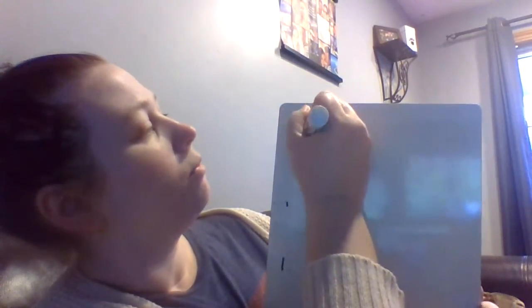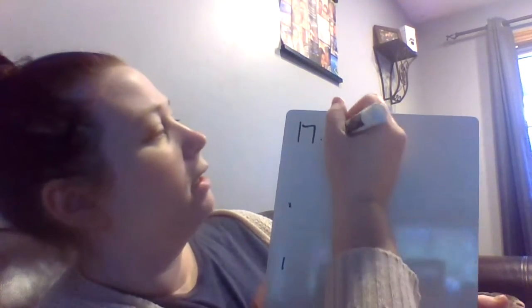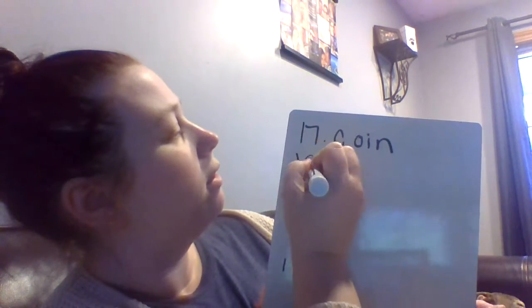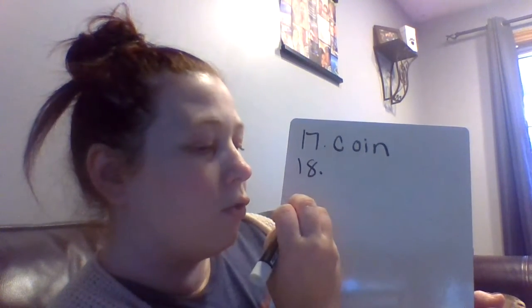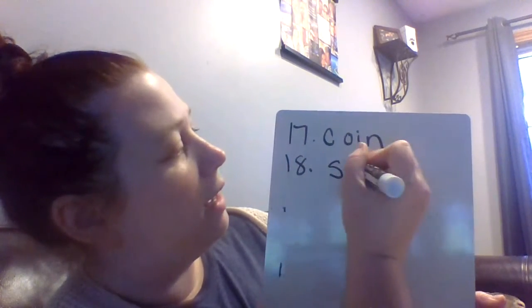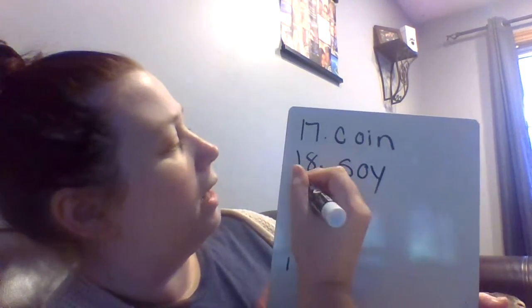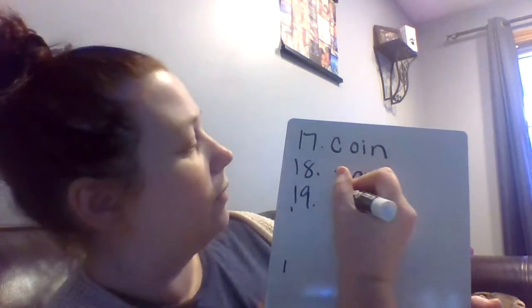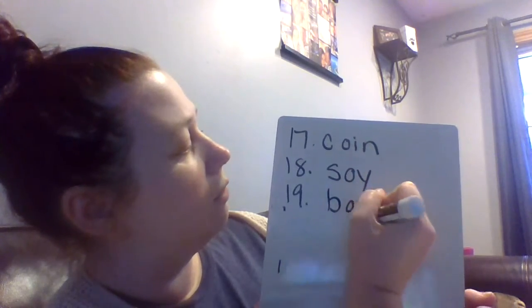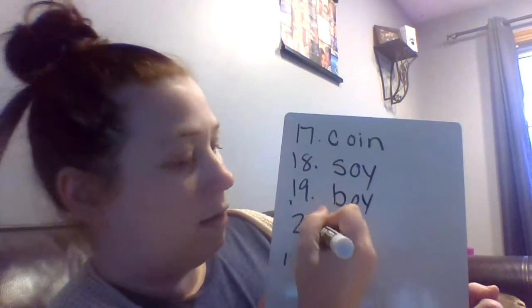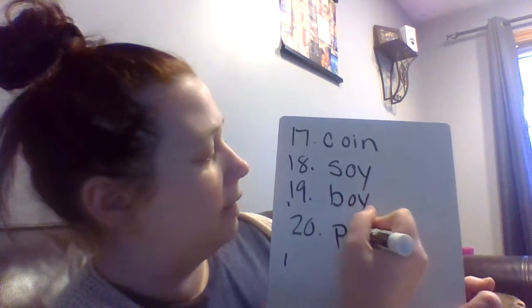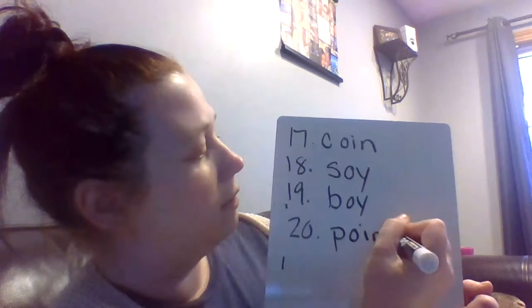All right, number 17. What do we have? We have coin. So C, it's in the middle, so it's O-I, coin. Number 18, we have soy. It's at the end of the word we're missing, so it's O-Y. Number 19, we have boy. Again, our oi sound is at the end, so it's O-Y. Number 20 is point. Again, it's in the middle, so it's O-I, point.